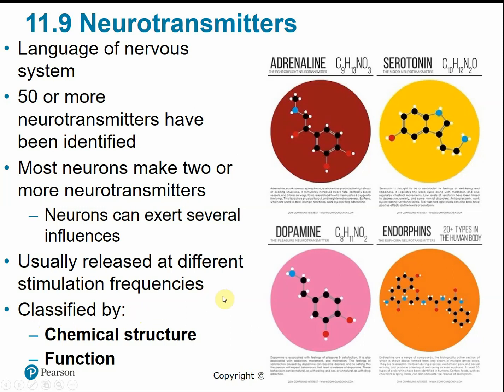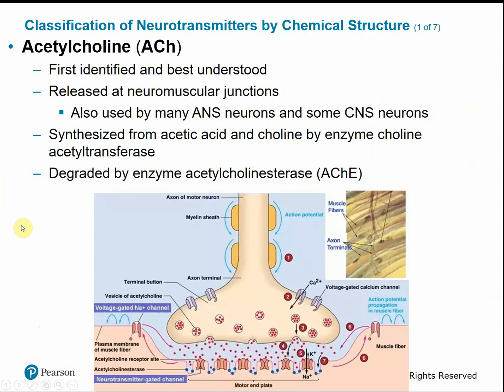So again, everything in anatomy and physiology we can look at based on its structure and its function, even down to the chemical and molecular levels. Acetylcholine is the first identified and best understood neurotransmitter. We've already been introduced to acetylcholine in skeletal muscle contraction. We know it's released at the neuromuscular junctions, as well as some autonomic nervous system neurons and some central nervous system neurons. And like I said, it's degraded by the enzyme acetylcholine esterase.